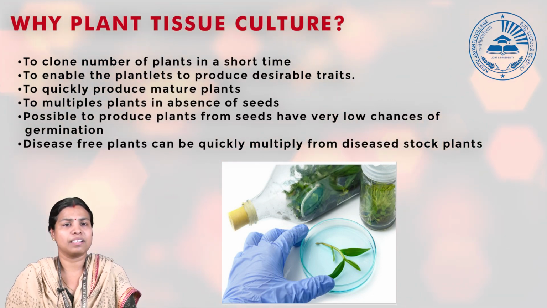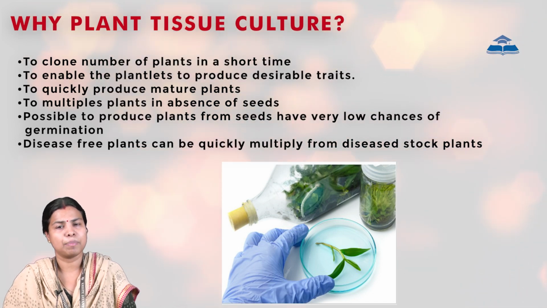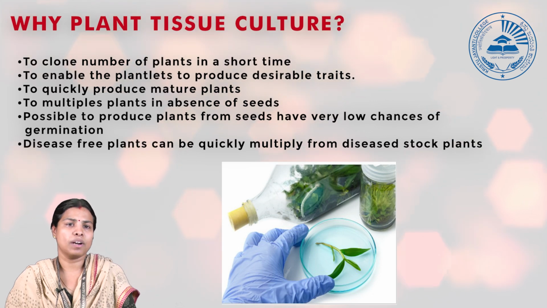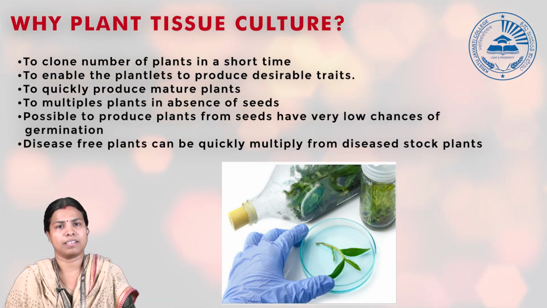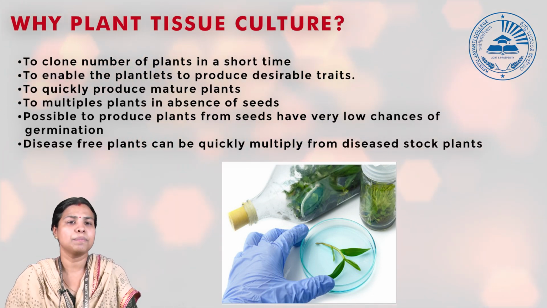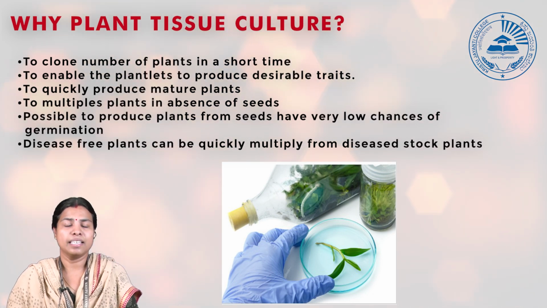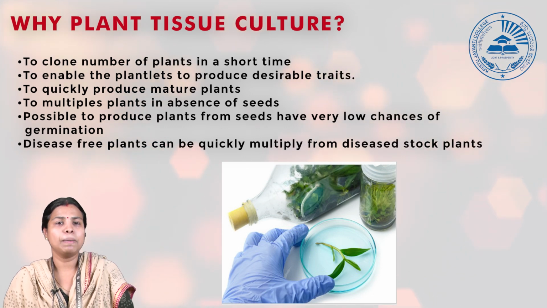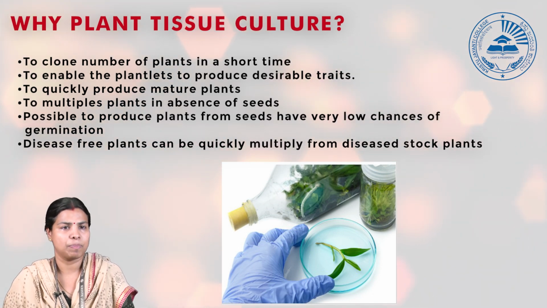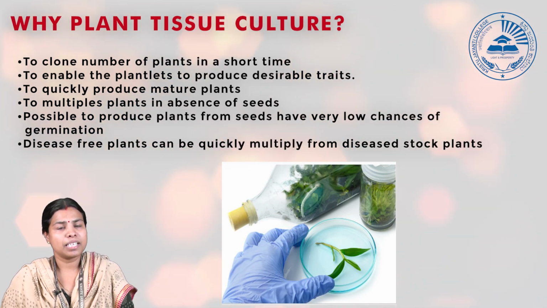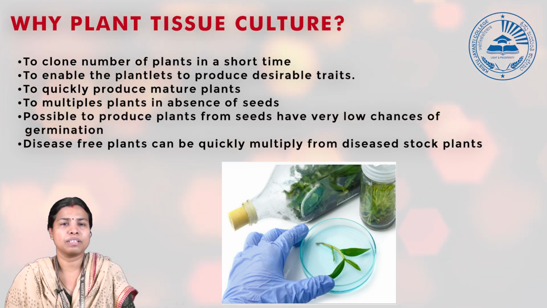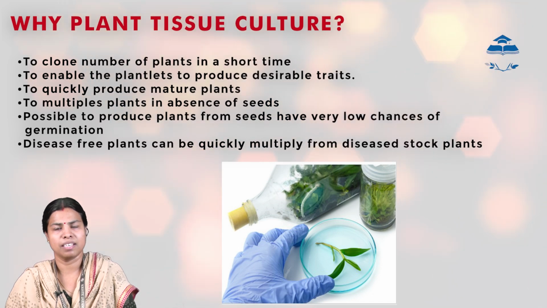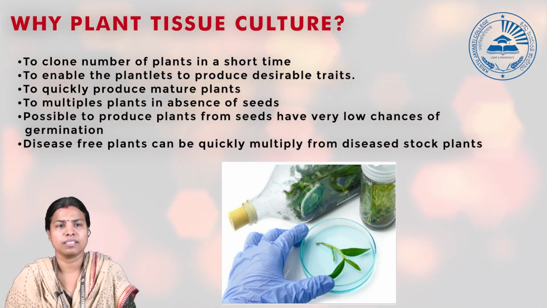And to enable the plantlets to produce desirable traits. Desirable traits are nothing but the characteristics we want from the plant tissue cultured plant, to quickly produce the mature plant. In the sense, if you are using the plant tissue cultured plant, it will flower and give you the edible part very soon within a short lifespan. What does it mean? To multiply plants in the absence of seed. No need to rely only on the seed. You can use any part of the plant to multiply into a number of plants by using the plant tissue culture technique.